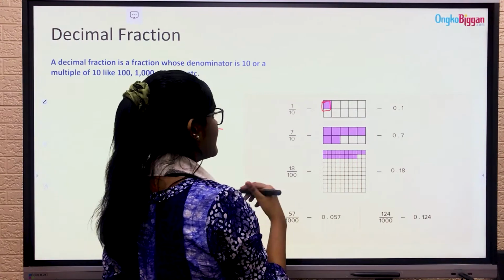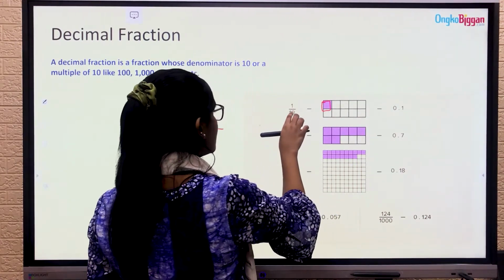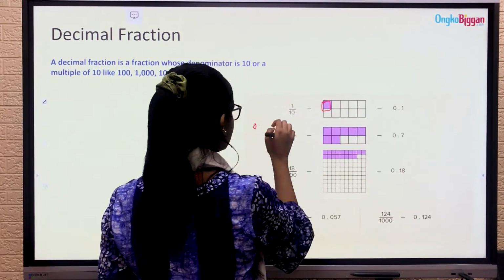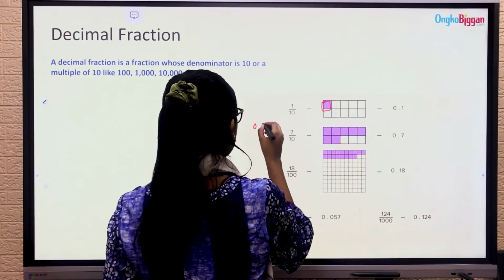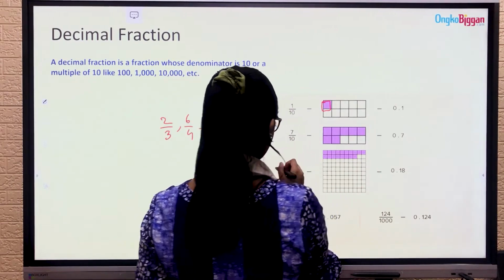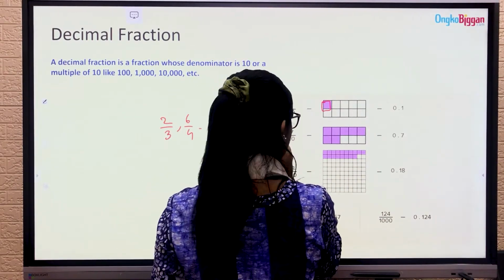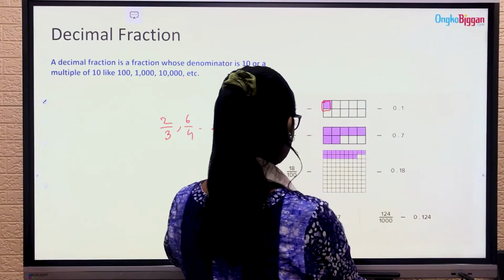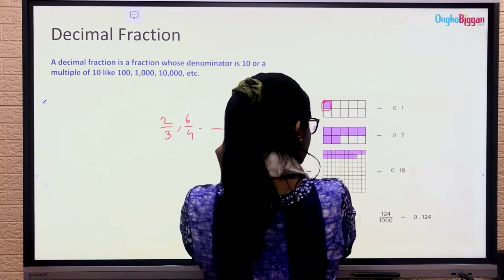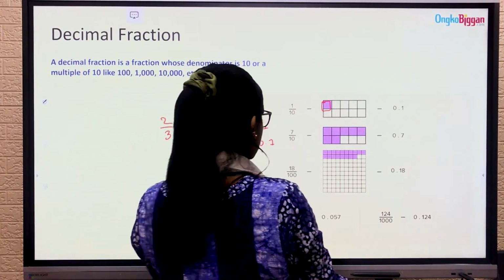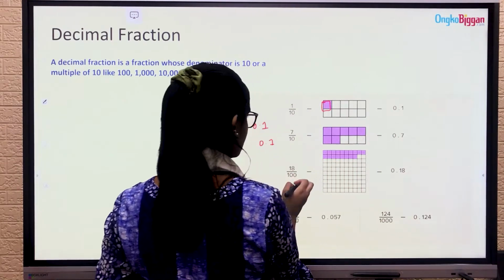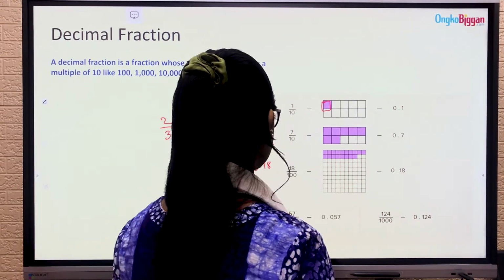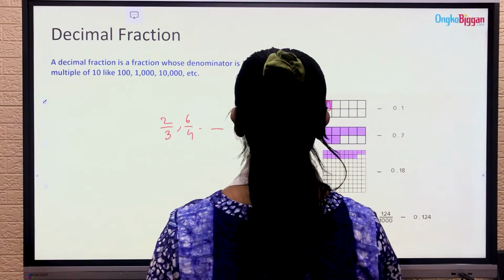So for 1 by 10 we just need to write a point, and then we write the numerator. Similarly, 7 by 10 can be written as 0.7, that is the 7 by 10 portion of the whole. Then 18 by 100 can be written as 0.18. Similarly, 57 by 1000 can be written as 0.057.